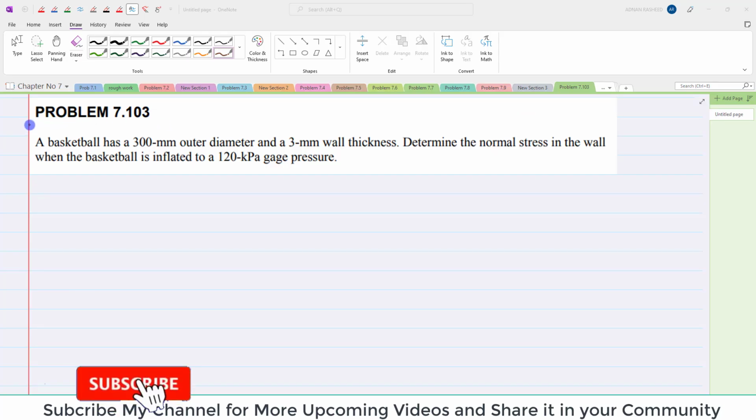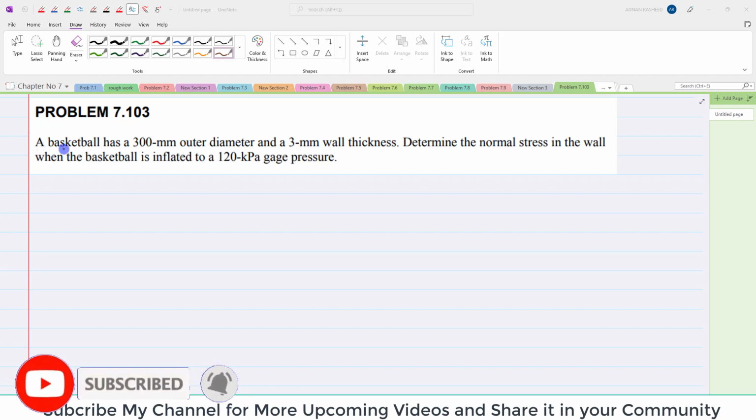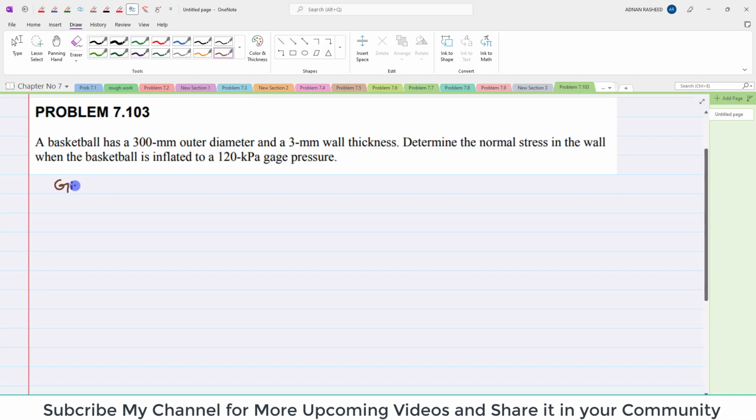Welcome back. Problem 7.103. A basketball has 300 mm outer diameter and 3 mm wall thickness. Determine the normal stress in the wall when the basketball is inflated to 120 kilopascal gauge pressure. So let's start with the given data.